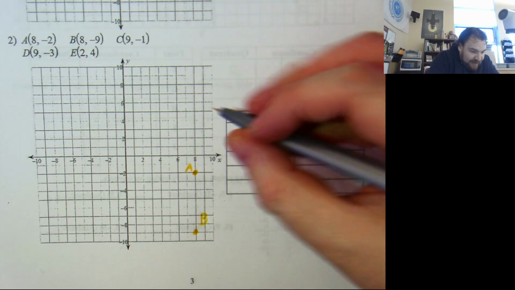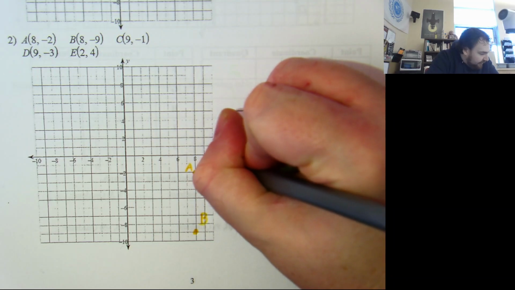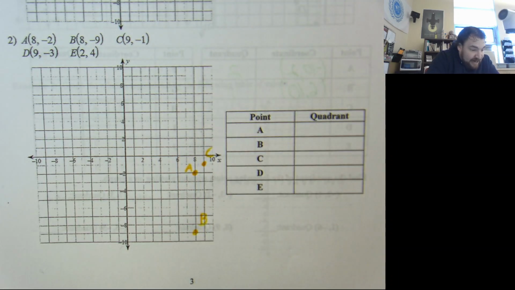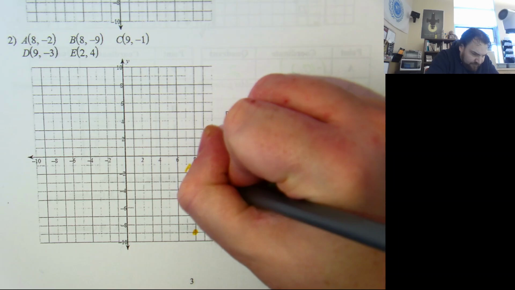C is going to be at (9, -1), so that's that point right there. That's point C. D is at (9, -3), so that's there.